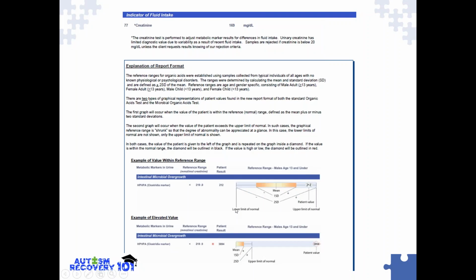This page is just an indicator of fluid intake. This is an indication of how the test is analyzed. The reference ranges for male, female, greater than 13, less than 13. Some people will look at this page and look down at this marker down here where it says HPA is high at 3,800 plus and assume that that's their child's level. That's not. This is just an example of the report format.